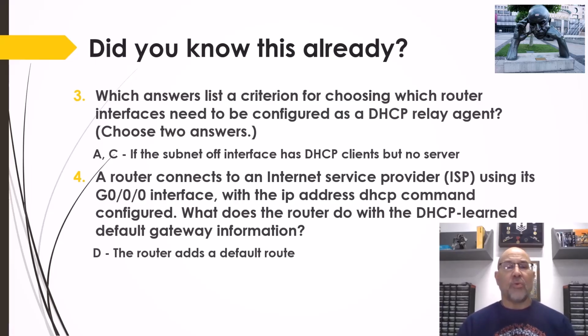Question number 4, a router connects to an internet service provider using its gigabit interface. With the ip address dhcp command configured, what does the router do with the DHCP learned default gateway? Well, we just saw that it adds a default route.